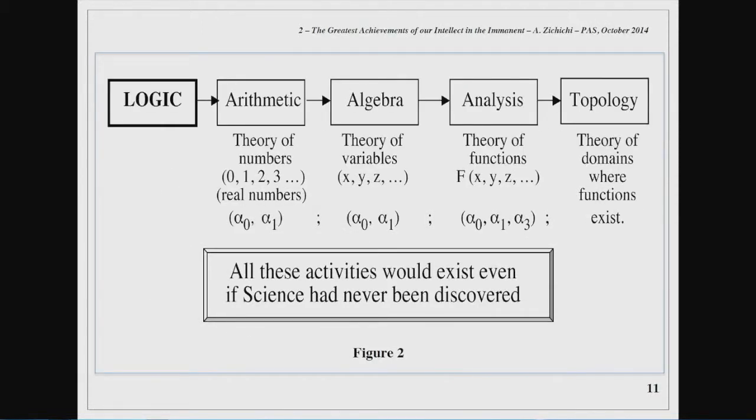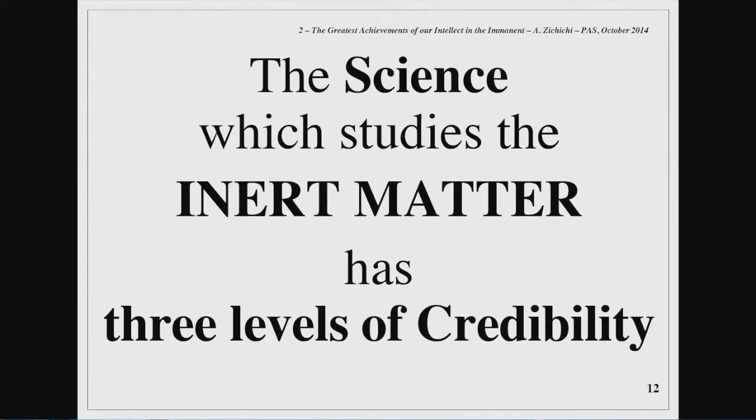Arithmetic, as you know, is the theory of numbers. Algebra is the theory of variables. Each x, y, z is a whole series of numbers. Analysis is the theory of functions. And topology is the theory of domains where functions exist. All these rigorous logic activities would exist even if science had never been discovered.